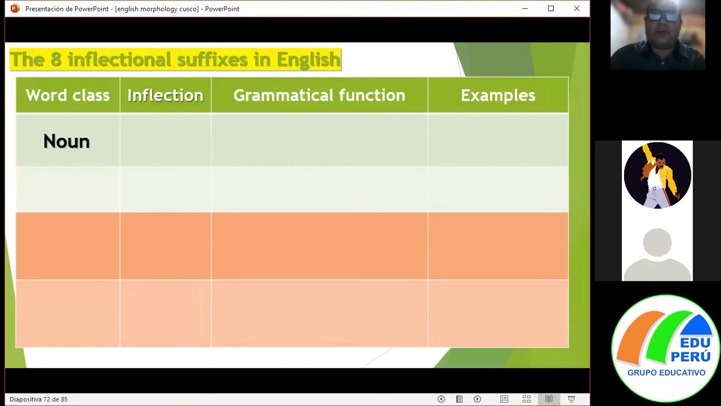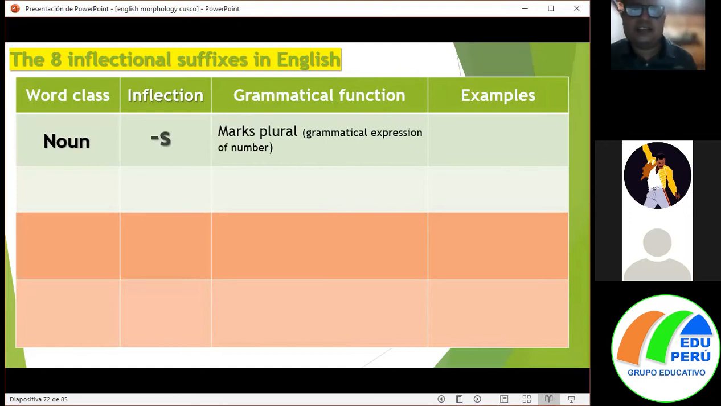Here we have a word class, noun. What is the inflection? The S. What is the grammatical function? Plurality. It marks plural, grammatical expression of number. The examples, we have birds, and notice the allomorph in birds, rules: you write S, but you pronounce Z. So this is one of the inflections related to nouns.